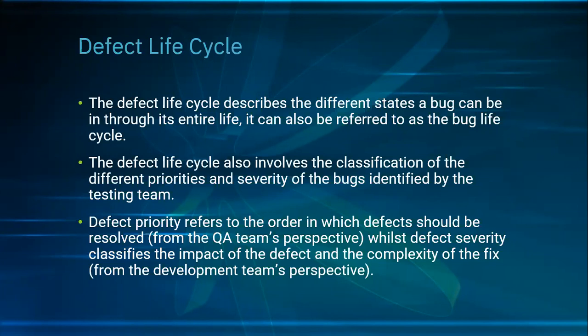So you are the QA, with the QA team, because sometimes you might be the only one on a project. It depends on how large your testing team is or the resources available at that time. So ownership should be done by us. While defect severity classifies the impact of the defect and the complexity of the fix from the development team perspective. So they are also involved in the severity.